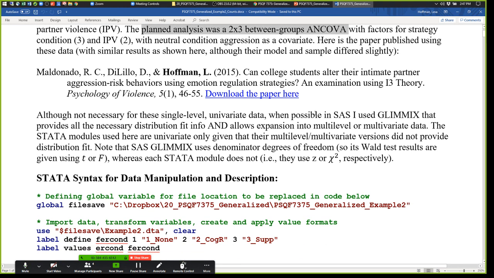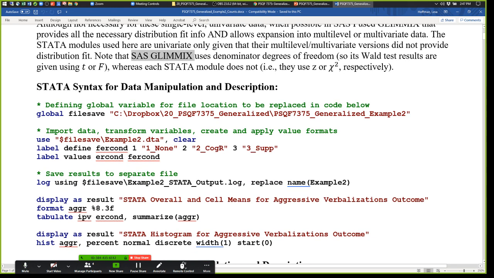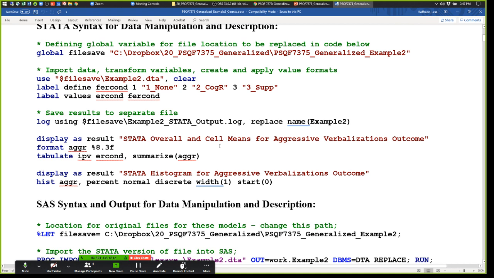So I have a couple different routines in here. In Stata, I'm using univariate routines because the multivariate versions, the multi-level versions, didn't give me distribution fit, whereas SAS GLIMMIX did, so I use those. And again, they differ in whether they use denominator degrees of freedom. Stata does not, SAS GLIMMIX does. So here are the data manipulation and description steps.